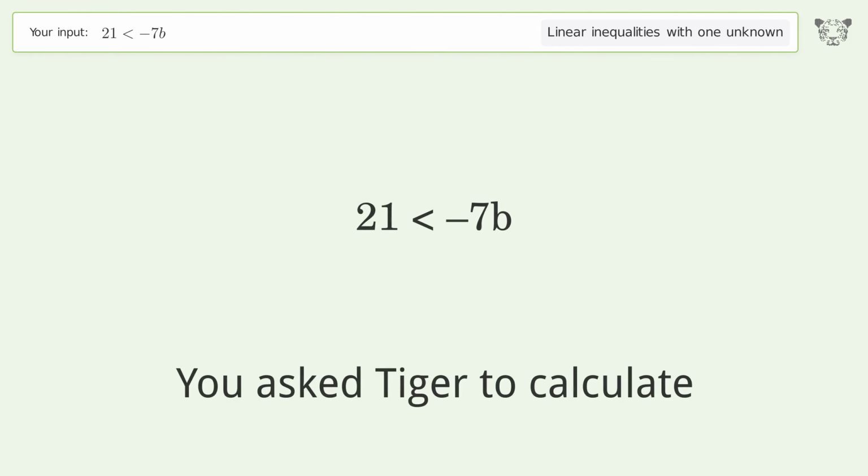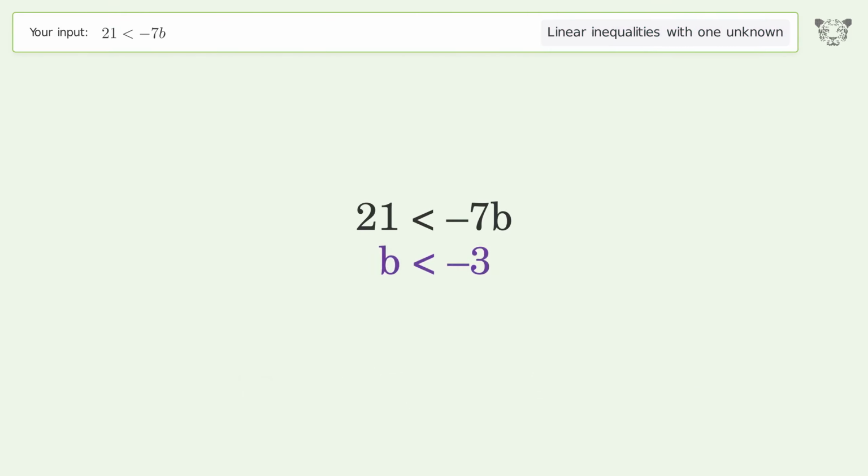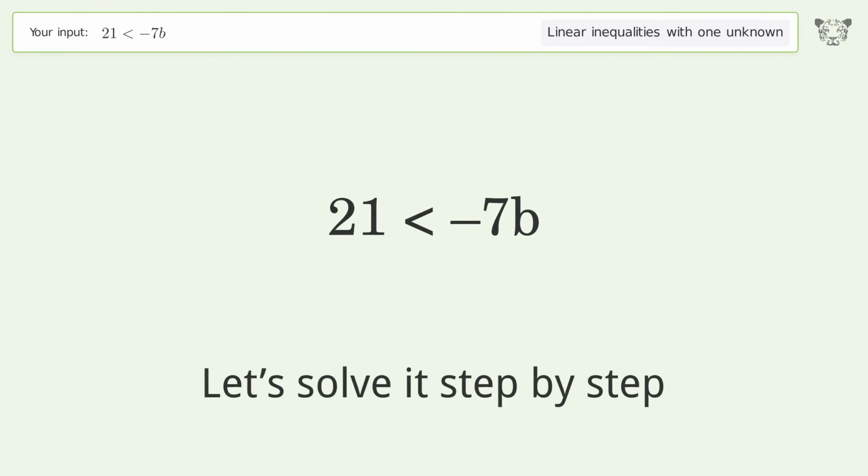You ask Tiger to calculate. This deals with linear inequalities with one unknown. The final result is b smaller than -3. Let's solve it step by step.